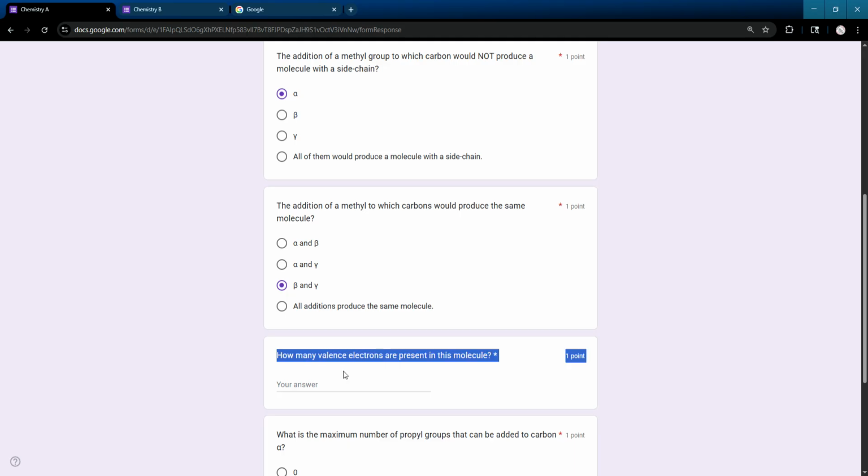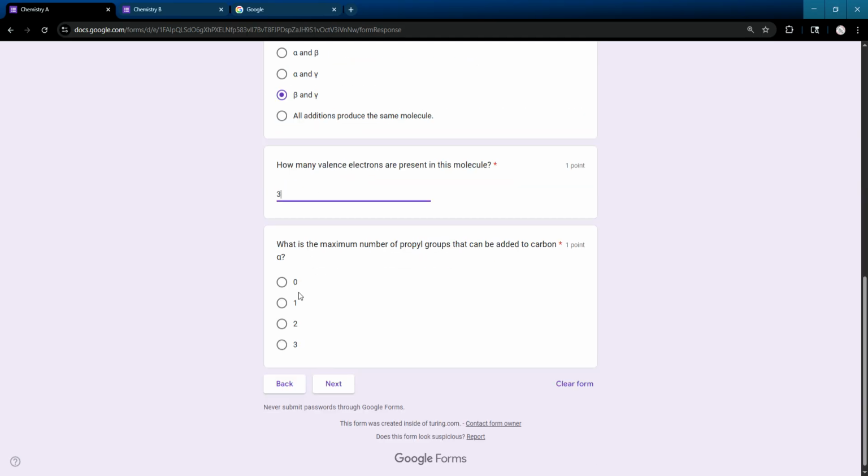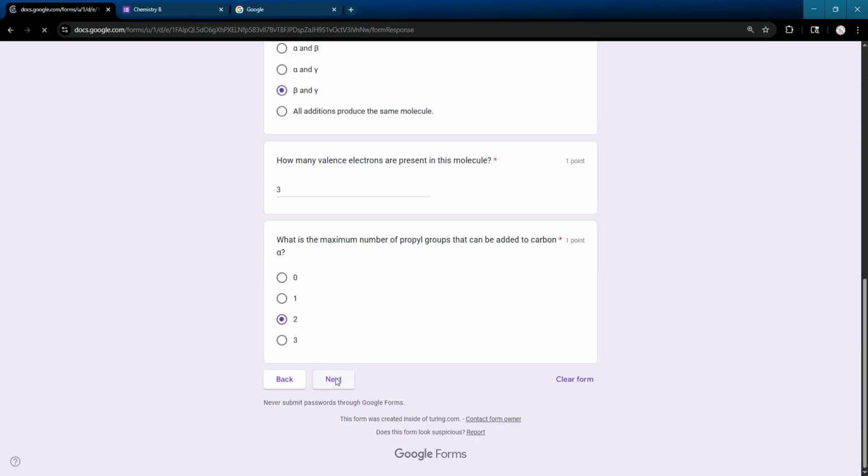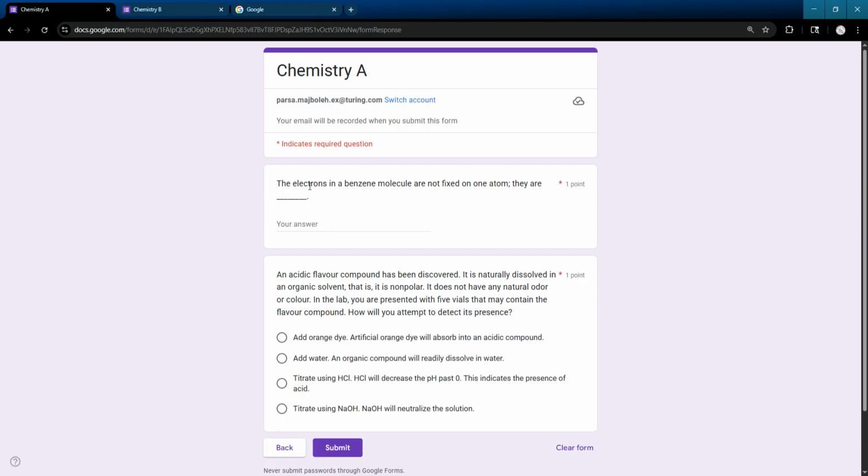How many valence electrons are present in this molecule? 3. What is the maximum number of? 2, because 1 and 2, I'm not sure. The electrons in a benzene molecule are not fixed on one atom. They are blank. Not sure.